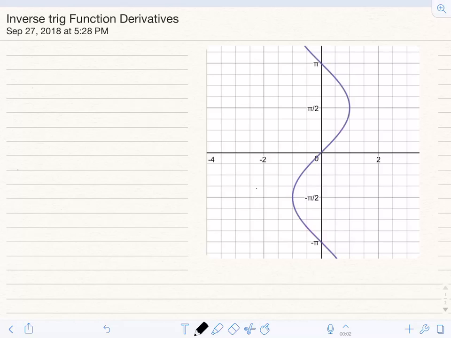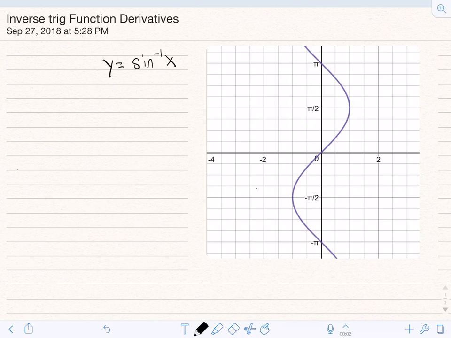What we're going to be looking at is inverse trig function derivatives. So first of all, we need to talk about some of the first inverse trig functions. Normally we would have y equals inverse sine of x. Now this is going to be kind of difficult to do because we technically do not know the derivative of the inverse sine of x.